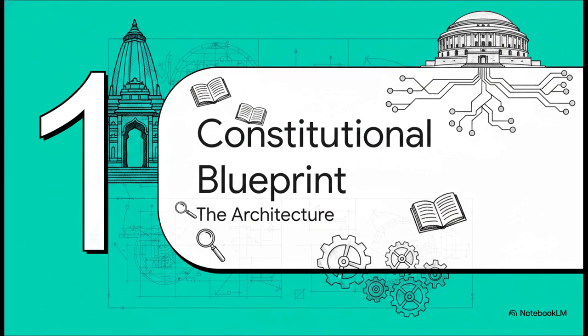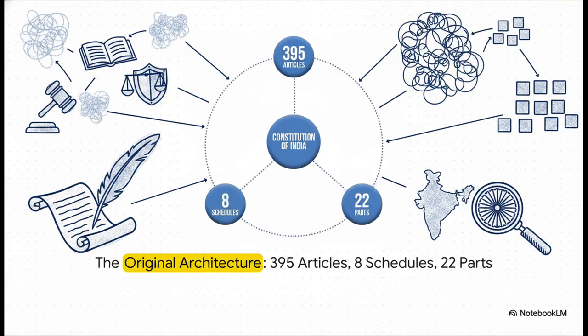The Constitutional Blueprint. This is the architecture of the whole shebang. Just look at this original numerical breakdown. Back at its commencement, the Constitution of India was divided into 395 articles across 22 parts and 8 schedules. I mean, it was already the longest constitution in the world, and since then, through all sorts of amendments, it's grown even more.